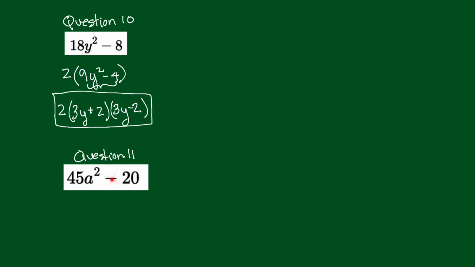Question 11, again, the difference, not squares, but there's a 5 common, so let's take that 5 out. So if I take that 5 out, 45 divided by 5 is a 9, and then the a squared comes along. Negative 20 divided by 5 is negative 4, and looks like what we just had, doesn't it? So 5, how about 3a, 2 and 2, 1 plus, 1 minus.